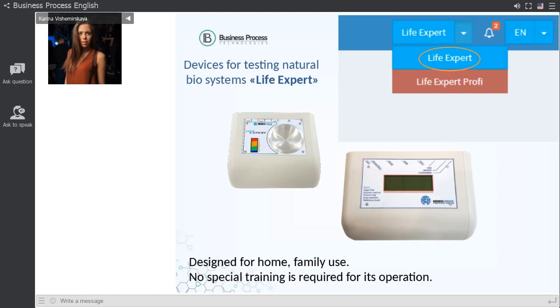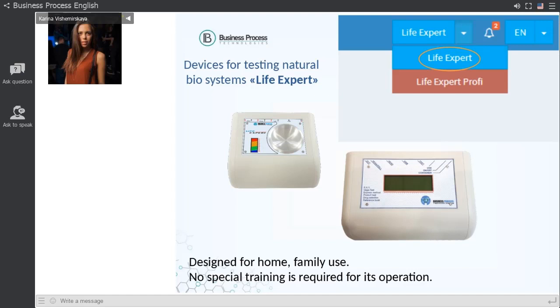I want to make clear some things because this can be really confusing. On the picture on the screen, you can see Life Expert as blue and Life Expert Profi as red color, right? So the Life Expert device can be used only in the Life Expert mode, and the Life Expert Profi device can be used in Life Expert Professional mode and in Life Expert mode. So the customers decide how they want to use the device. Life Expert Professional has a lot of possibilities. It can be used by doctors, and rapid tests can be done by anybody.